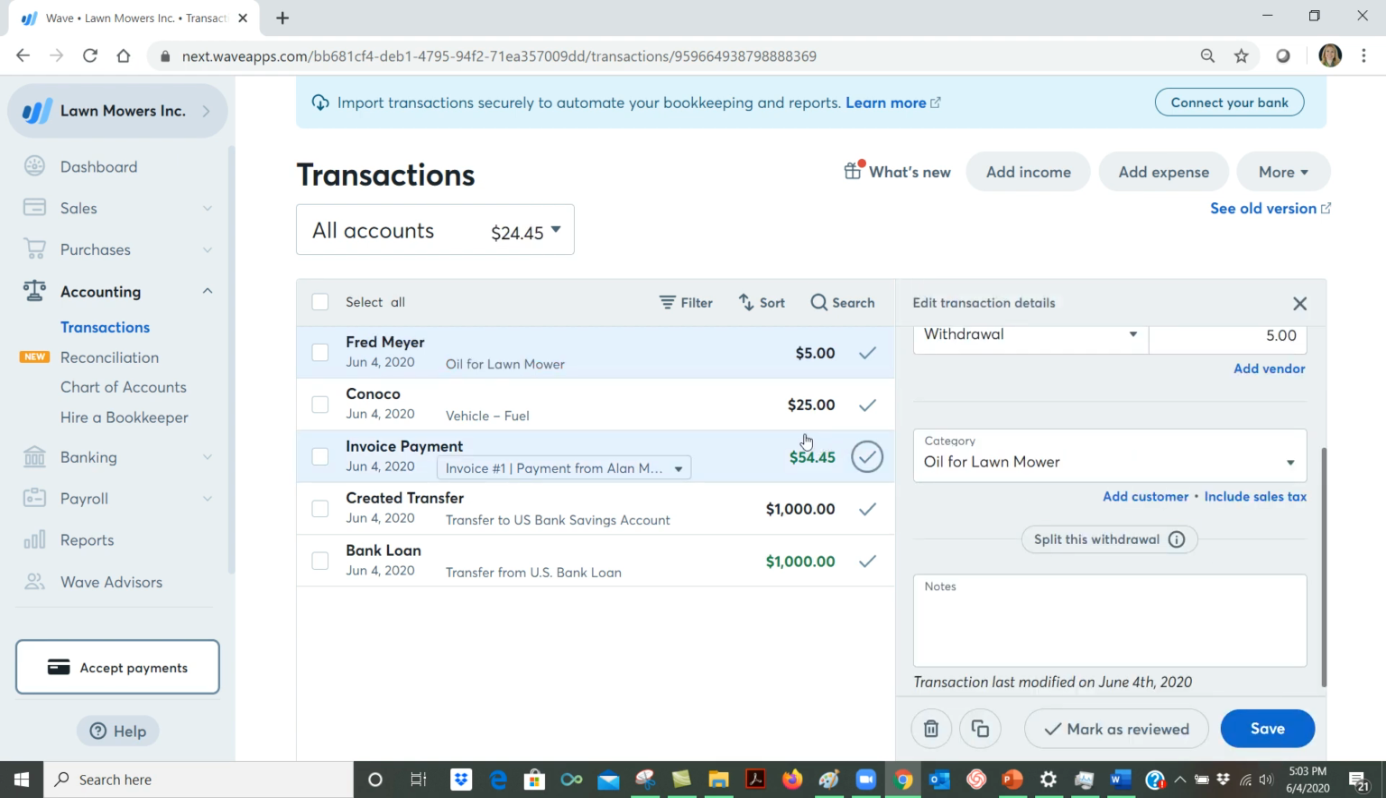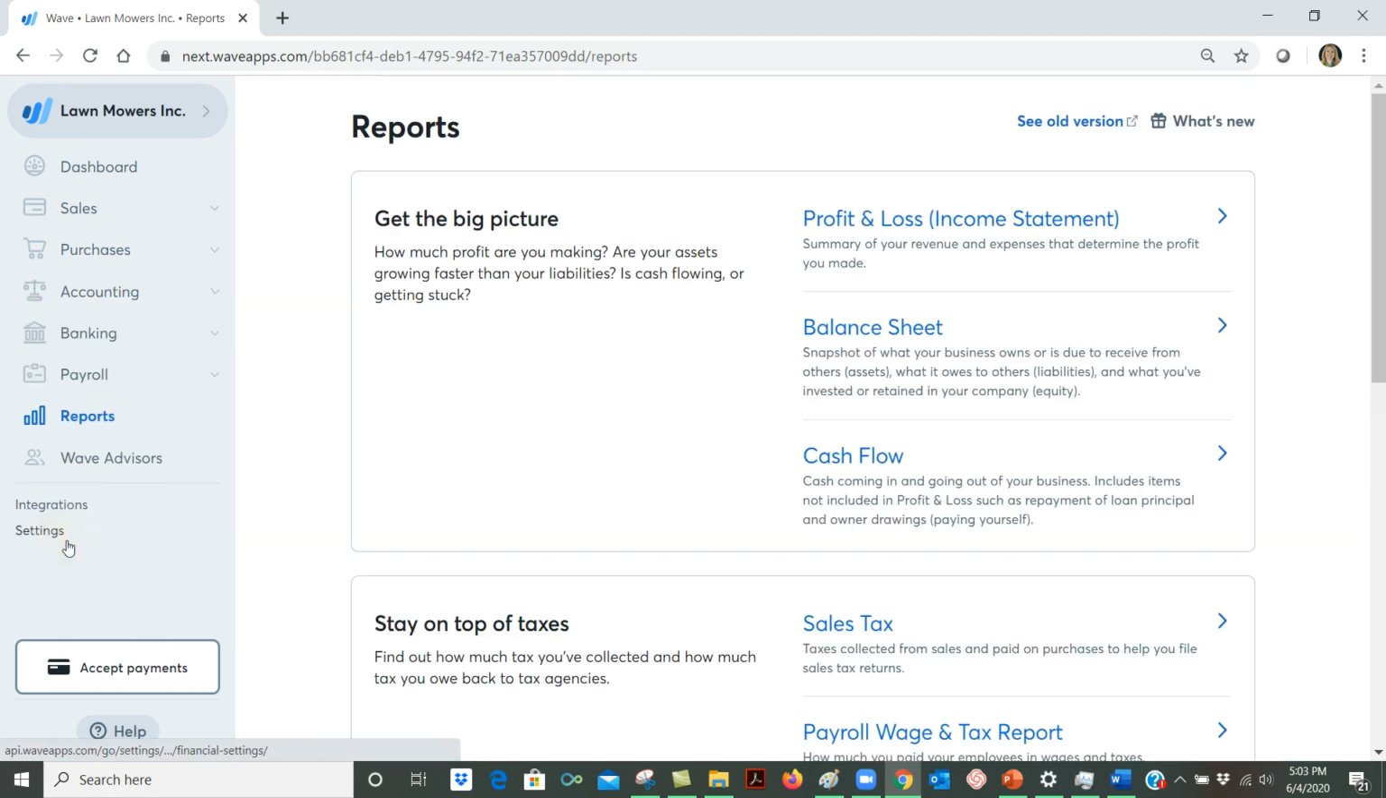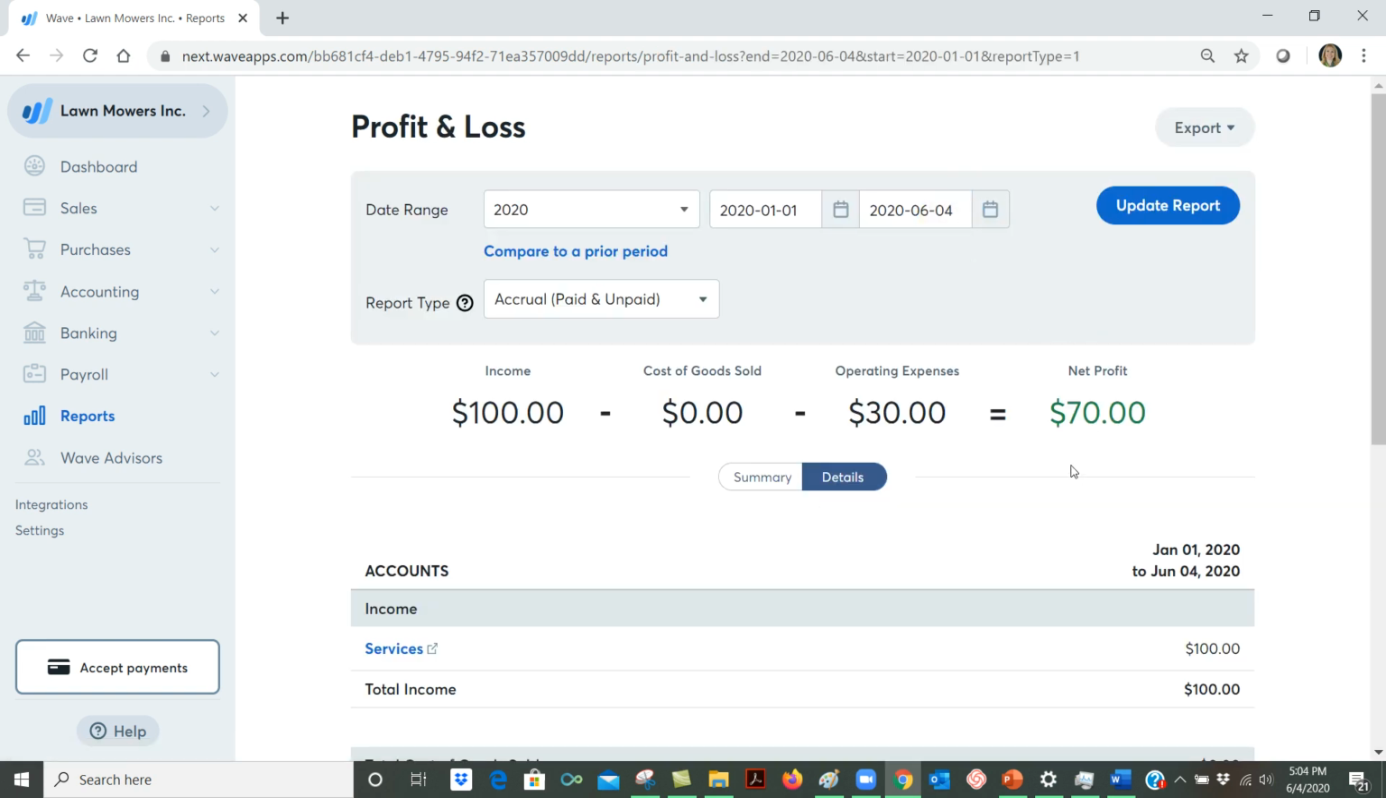So what I'd like to do now is show you how these revenue and expense transactions have affected the financial statements for this company. So I'm going to come over and click on Reports. And the first report I'm going to click on is the profit and loss, also known as the income statement.